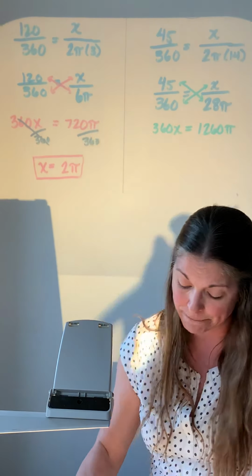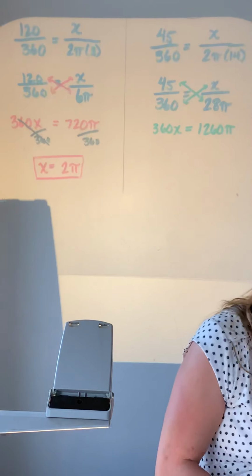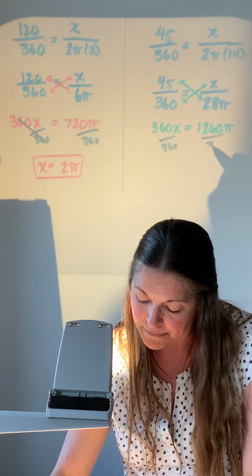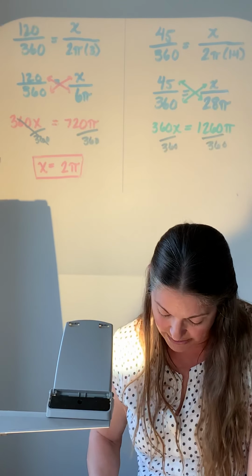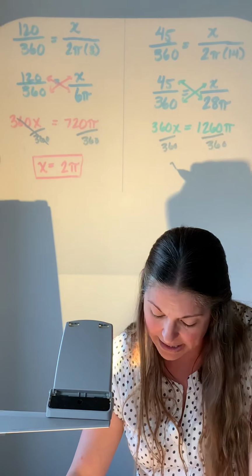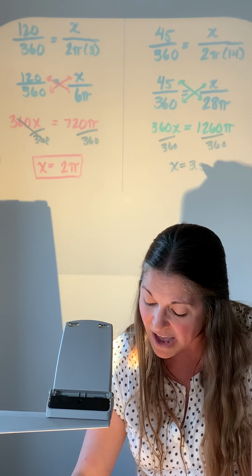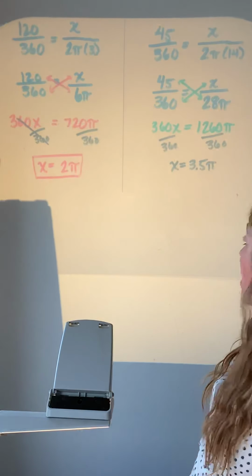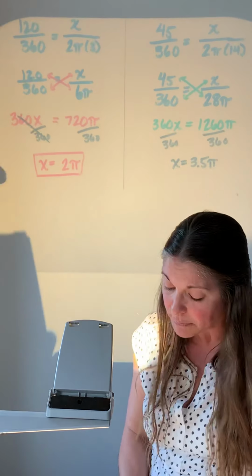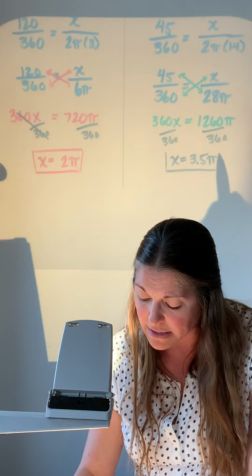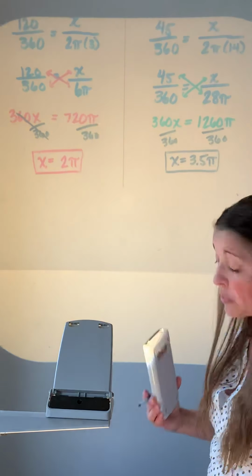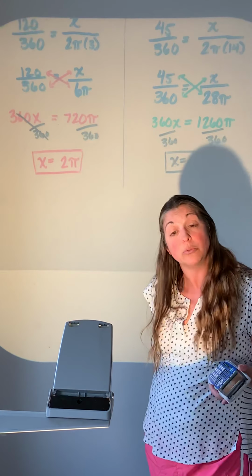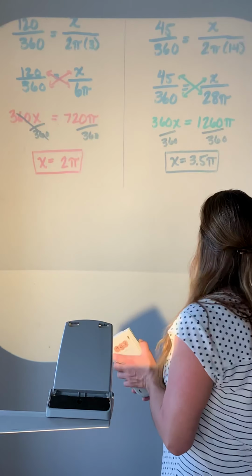All right, 45 times 28, guys, is giving us 1,260 pi. And then we're going to go ahead and divide by the 360, and I get 3.5 pi, no matter. Sometimes the coefficient of pi is a decimal, and that's okay. So we get 3.5 pi. If you wanted to, you could always make that into a fraction. 3.5 is 7 over 2. But I'm fine with the 3.5.